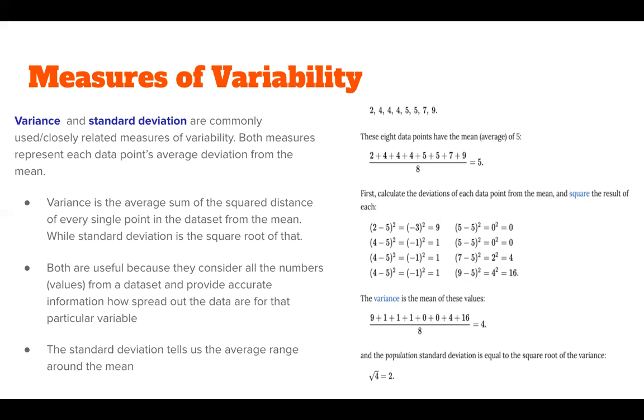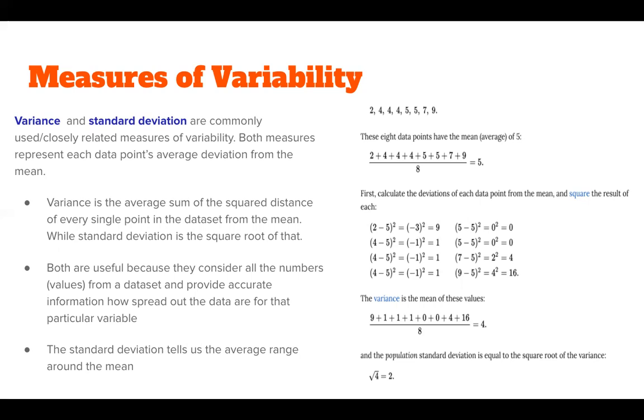And so what you see in that example is you have 8 data points, and you add them up and divide by 8, and it gives you the mean of 5. Then in order to get the variance, for each data point you subtract the mean, and then you square it. You add all of those numbers up, and then you divide, and that gives you the variance. You then take the square root of the variance, and that gives you the standard deviation. And how we interpret the standard deviation is that this is the average range around the mean.